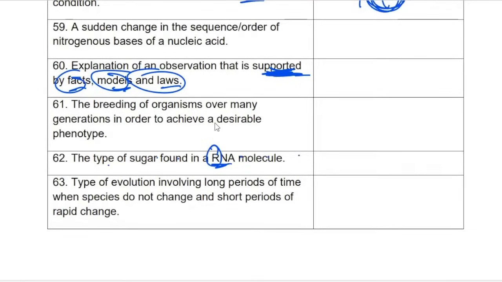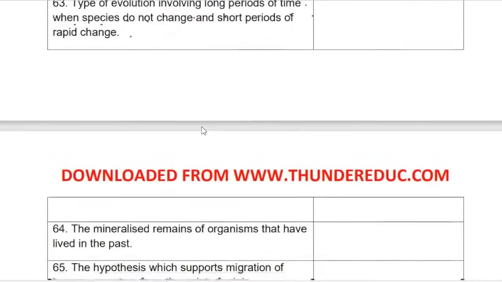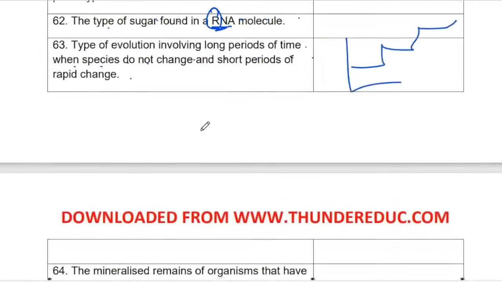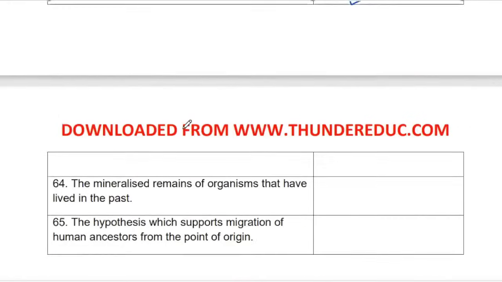The type of evolution with long periods of time when species do not change and short periods of time when there is rapid change, we call it punctuated equilibrium. We talked about it. The mineralized remains of organisms that lived in the past, we call them fossils. The hypothesis which supports the migration of ancestors from a point of origin is the out of Africa hypothesis.